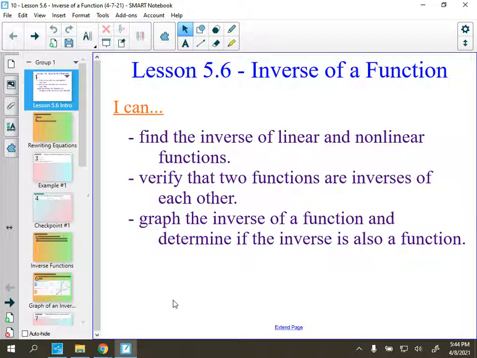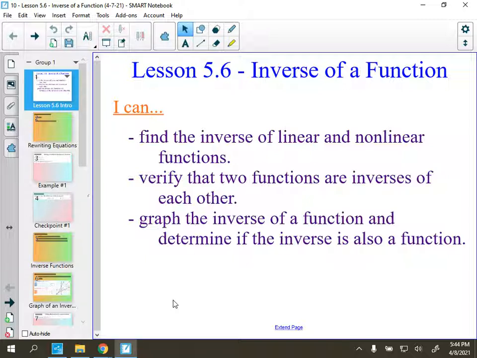All right, welcome to lesson 5.6, Advanced Algebra Notes, Inverse of a Function. Whole lesson focusing on inverses here. We'll look at how to write inverses, verifying that two functions are inverses, graphing some inverses.